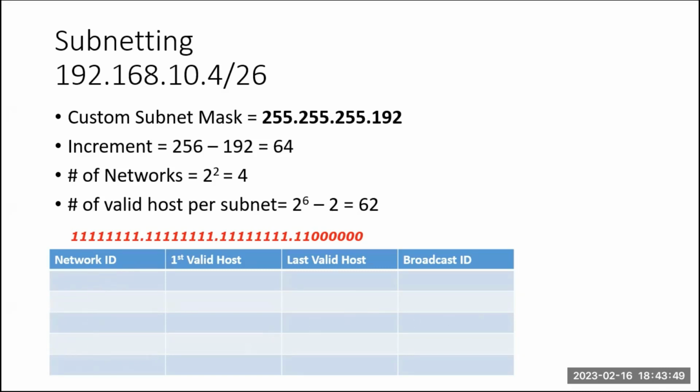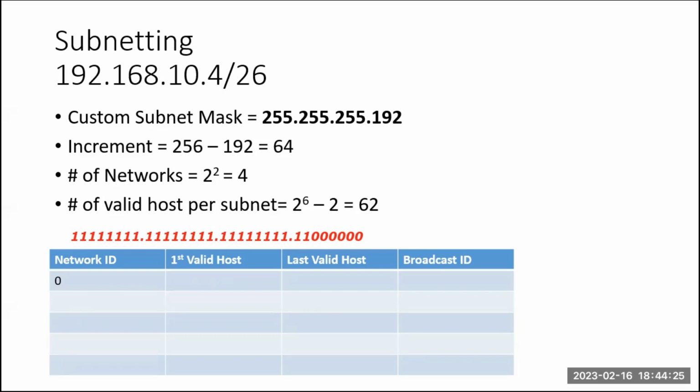All right, so the first network in this case is going to be network 0. So the network ID in this case is going to be 192.168.10.0. That's what I mean by the 0. And we are going up by 64 each time.